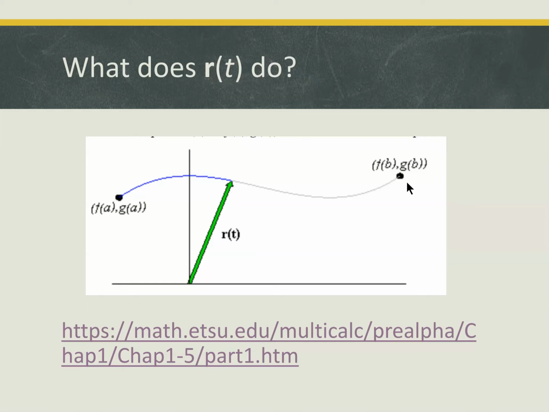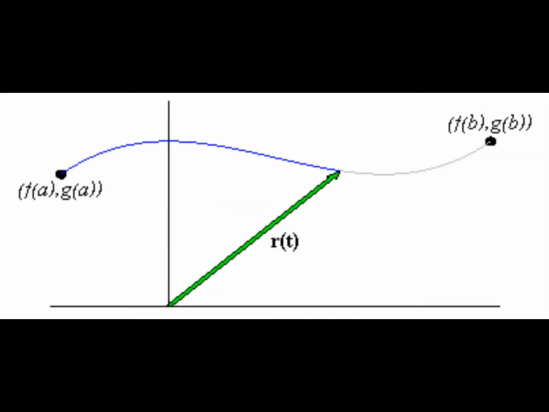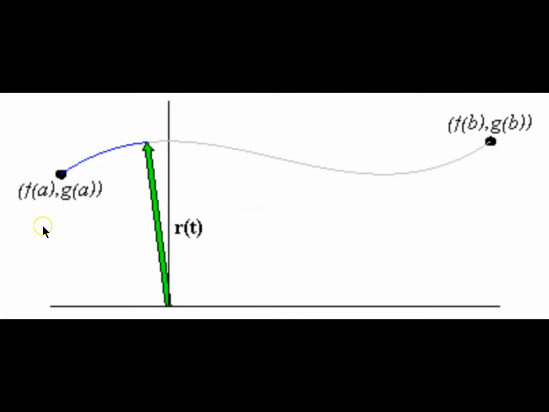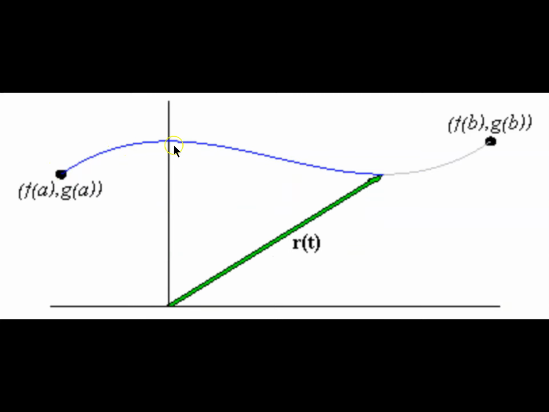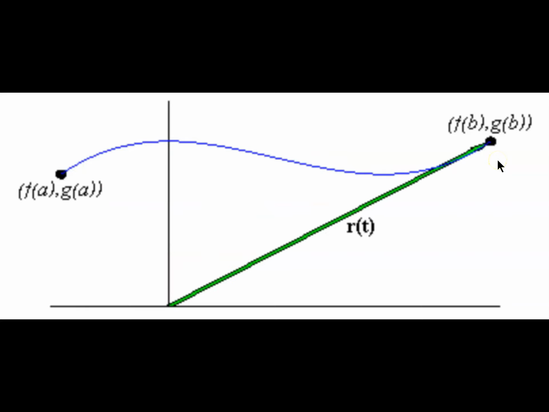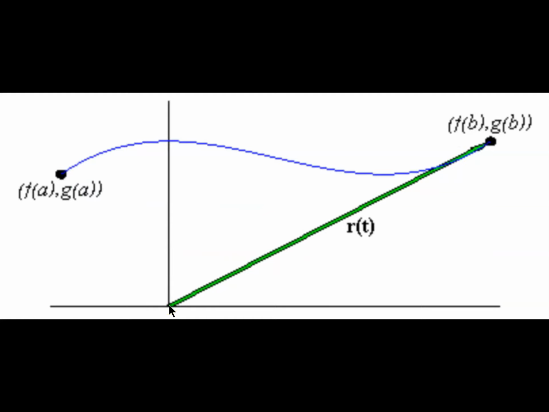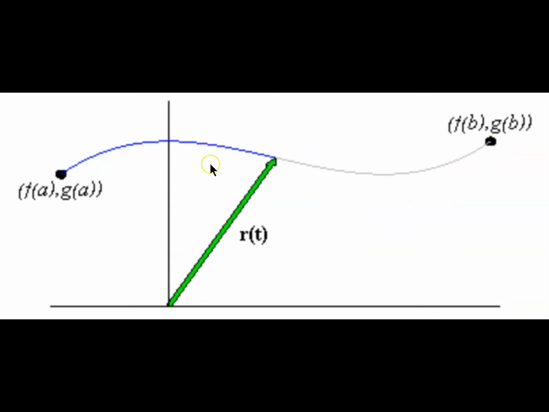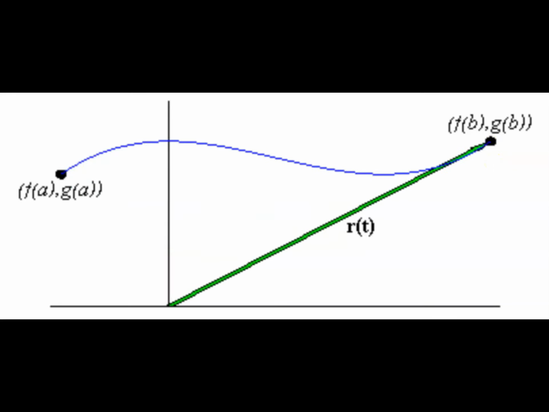Let's take a look at what this looks like. In this animation, we can see the vector r of t tracing out and identifying points along the curve here in blue. And notice that the vector r of t, its initial point remains at the origin, and the tip or terminal point of vector r identifies points along the curve.